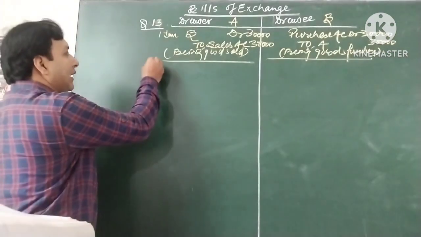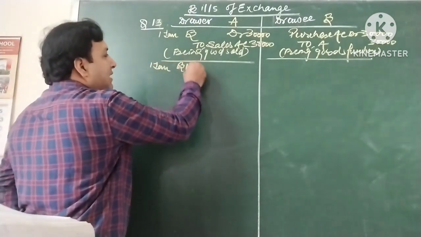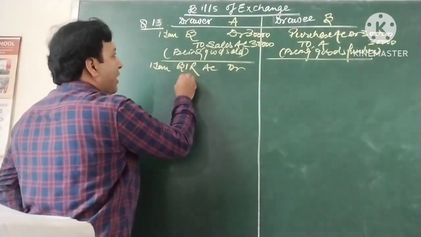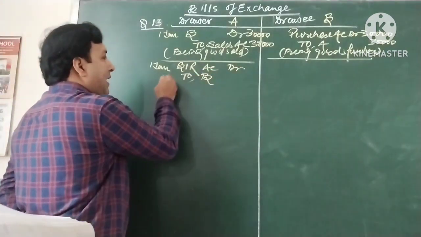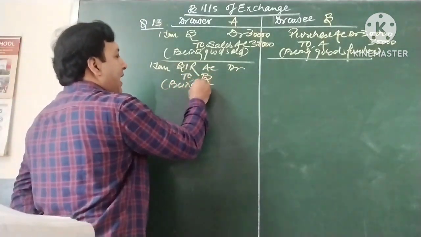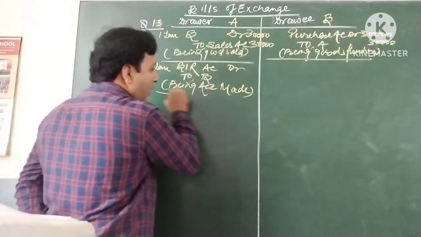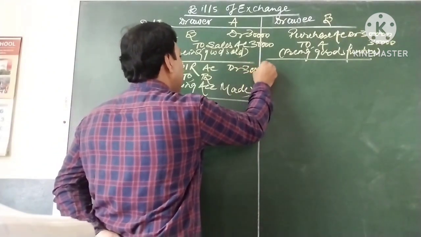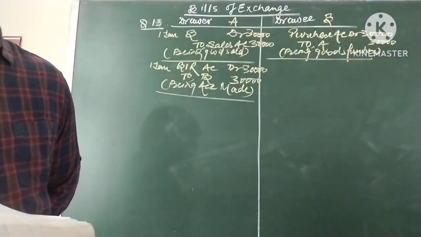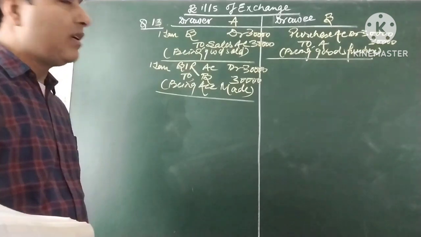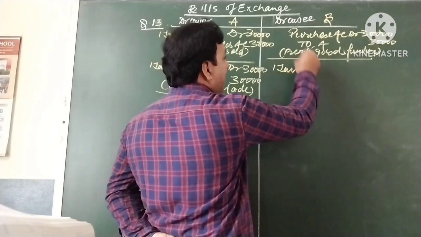Mr. A writes the bill. So you have to write here on 1st Jan, bills receivable account debit and to what? To B, acceptance made. How much rupees? 30,000 rupees. Is it clear? Bills receivable account debit to Mr. B, 30,000 rupees. Now what does he do on the same day?